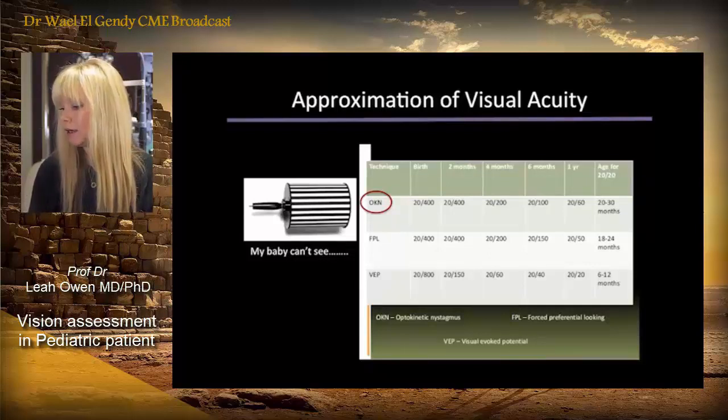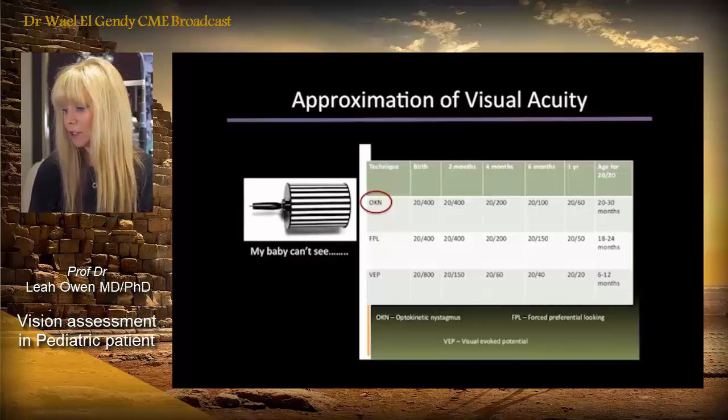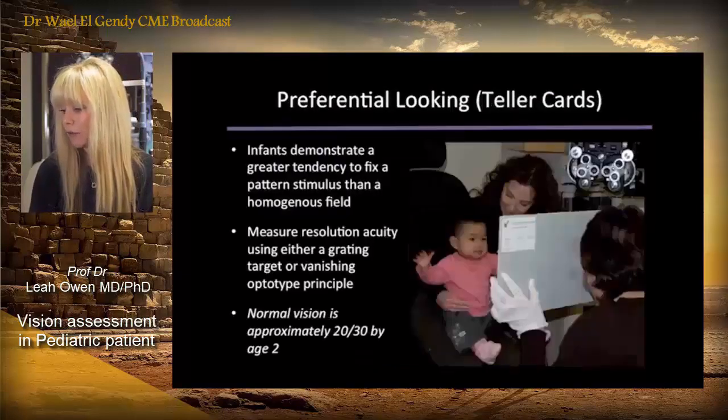You can see here that as the child gets older, we can actually estimate that they are having improved vision as they can track the OKN drum. So this can be very helpful.